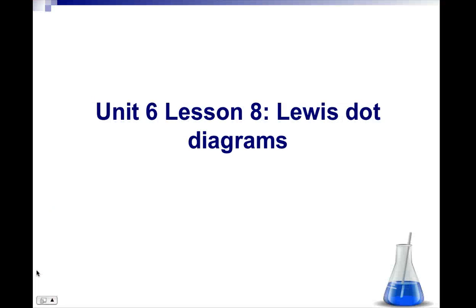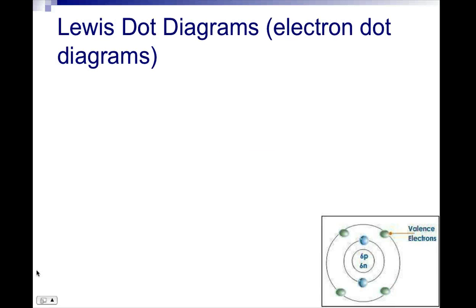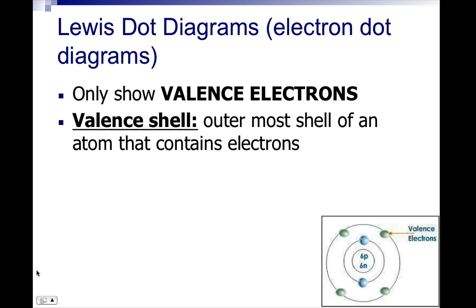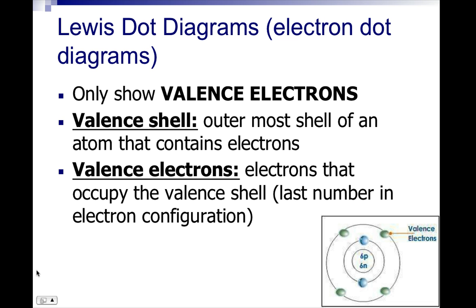Welcome to Unit 6, Lesson 8, Lewis dot diagrams. The Lewis dot diagrams, otherwise known as the electron dot diagrams, will only show the valence electrons. The valence electrons are in the outermost shell of an atom, and they are the electrons that will do the bonding. Valence electrons that occupy the valence shell are the last number in the electron configuration.